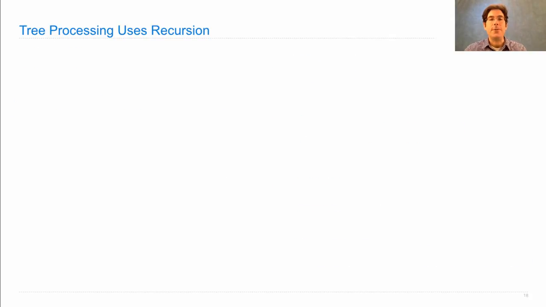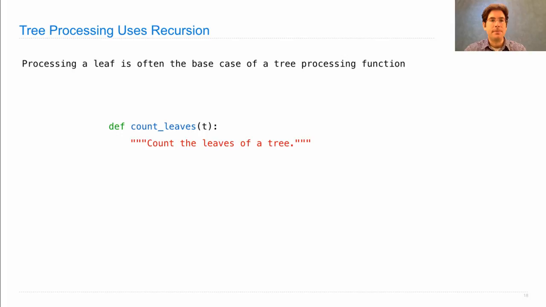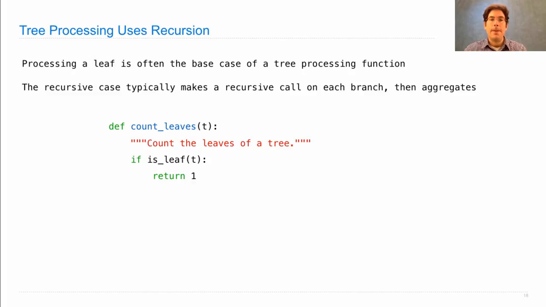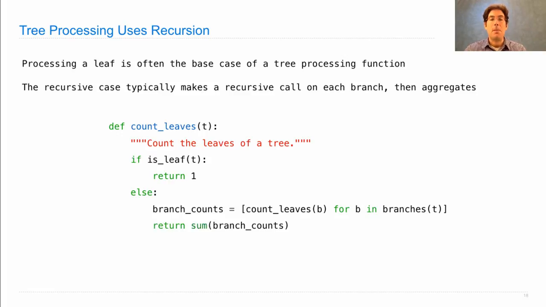We can create trees using recursion, and we can also analyze trees using recursion. So here's a function to count the leaves of a tree T. Processing a leaf is often the base case of a tree processing function. In this case, if T is a leaf, the number of leaves in the tree is 1. The recursive case typically makes a recursive call on each branch, and then does some sort of aggregation. So here, we can get the branch counts by calling count leaves on each branch B in the branches of T, and then I can return the sum of the branch counts.